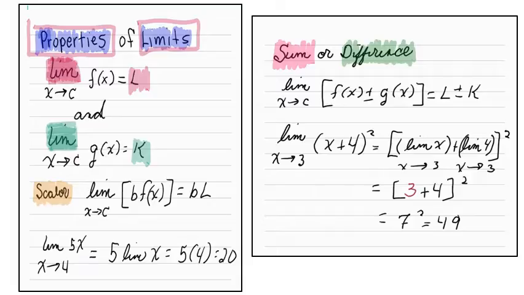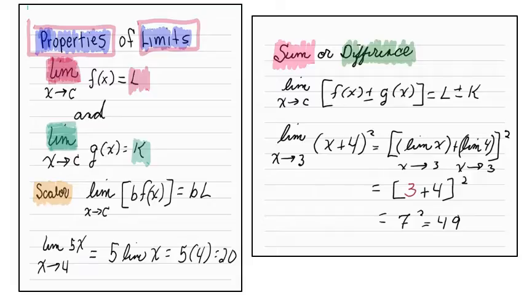We're looking for y's. The scalar limit means that you're just going to multiply the limit. So if we have 5 times the limit of x, and we're using x as it approaches 4, 5 times the 4 is going to give us the 20.